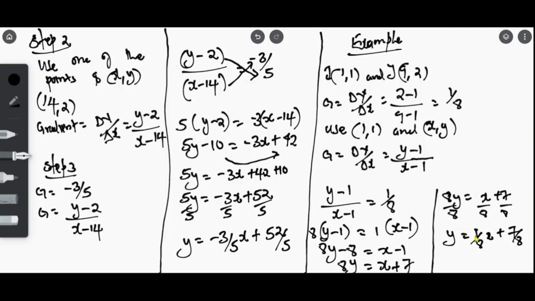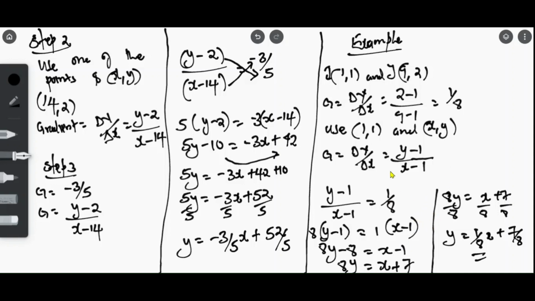8x all over 8 is just the same as an eighth of x. So you can leave your answer that way, right? I believe that is clear, right?